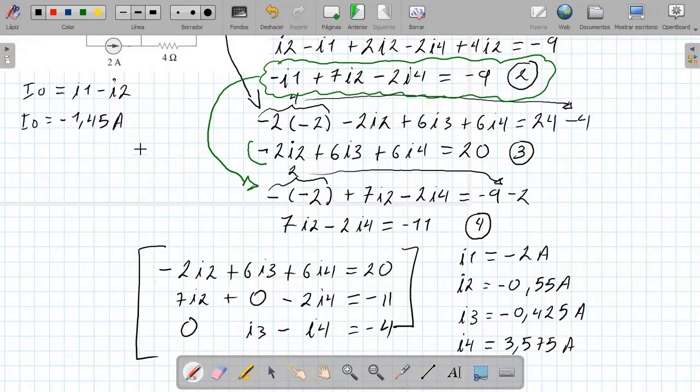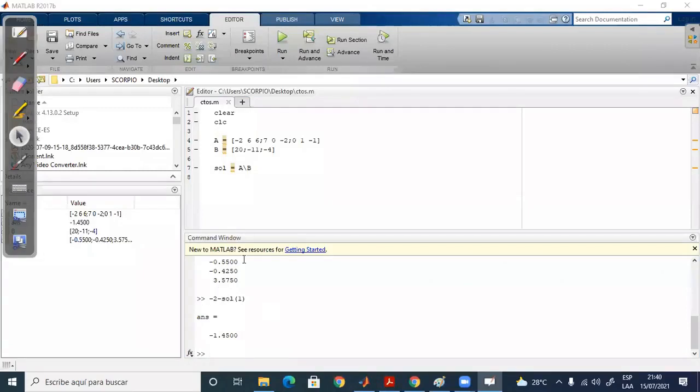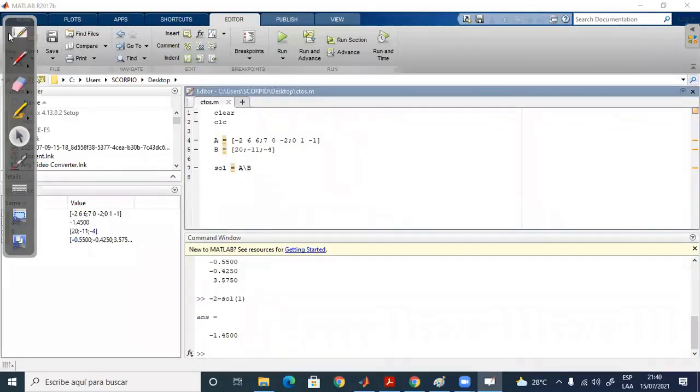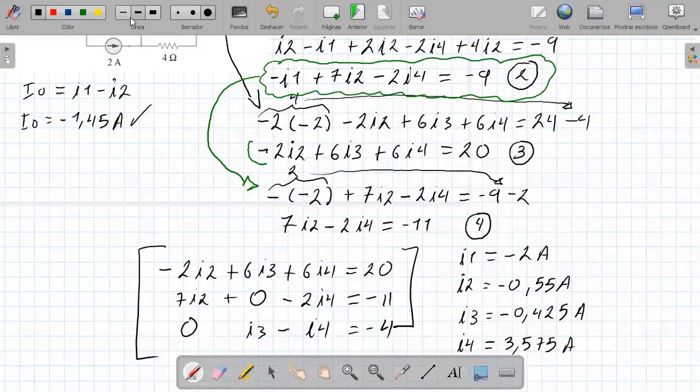I like to teach with MATLAB because I know that later they will get more complex exercises like factorial circuits or more complex things. To speed this up, some will say no, because here it was already minus 2 amperes and this is minus 0.55, so negative 2 plus 0.55 would be minus 1.45, and that's it. But I like to teach that way because they become familiar with MATLAB.